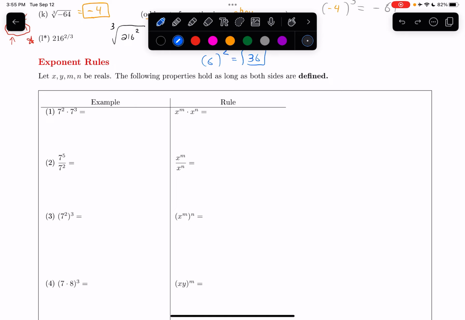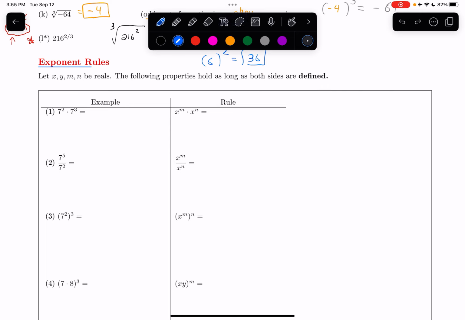In this video, we're continuing section 1.3 on exponents, and we are going to do some review of exponent rules. So let's let x, y, m, and n be real numbers. For each of the following exponent properties, they're going to hold as long as both sides are defined. And we'll see an example in just a sec where that will end up mattering.